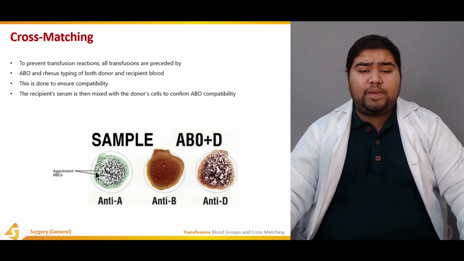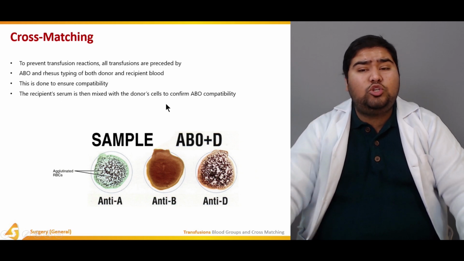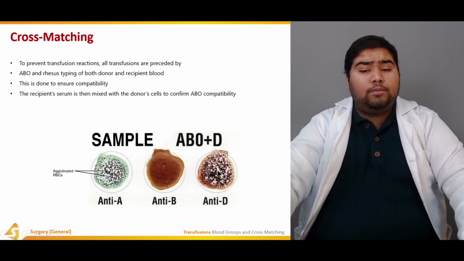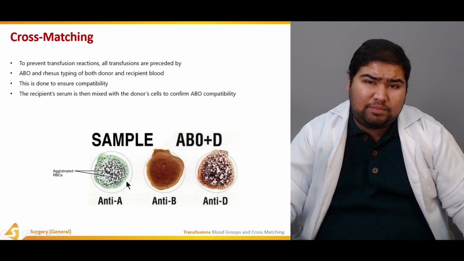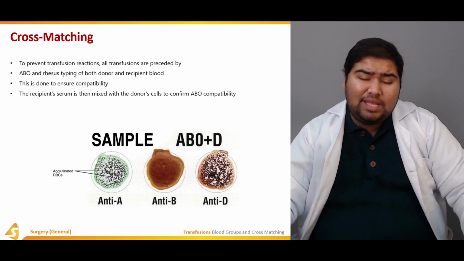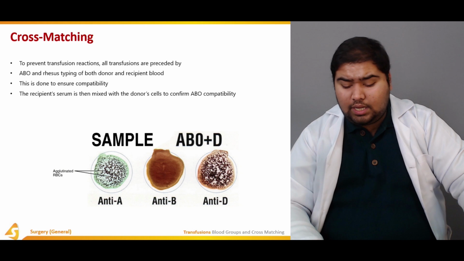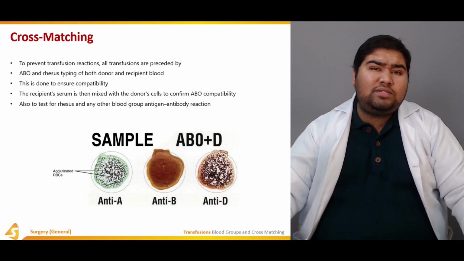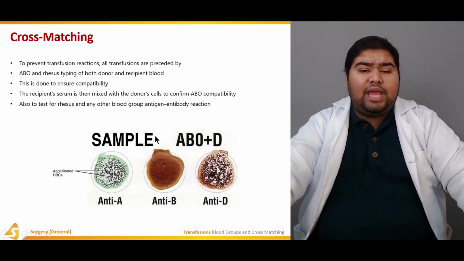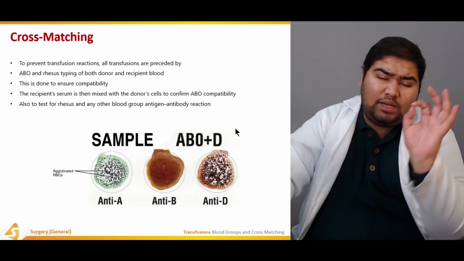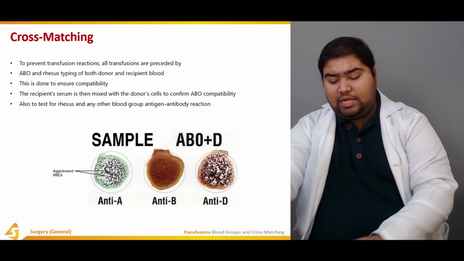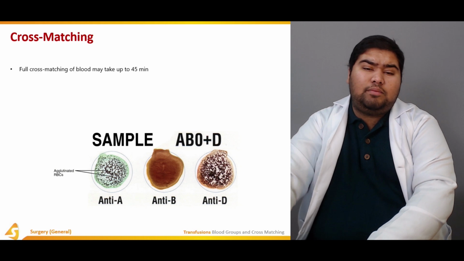Now, the recipient serum is mixed with the donor cells to confirm the ABO compatibility. So, in order to check the compatibility, the serum of the recipient is taken and mixed with the donor cells, and this tells us the compatibility in the ABO system. You also test for the rhesus gene and any presence of blood group antigen-antibody reaction. So you confirm the ABO type, you confirm the rhesus type, and you confirm that there is no reaction between the donor and the recipient blood.